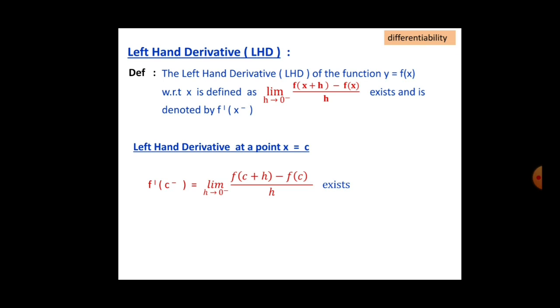So next is right hand derivative. Now easily you can define a right hand derivative. Just in the definition of derivative, we change the tending point 0 to 0 plus.